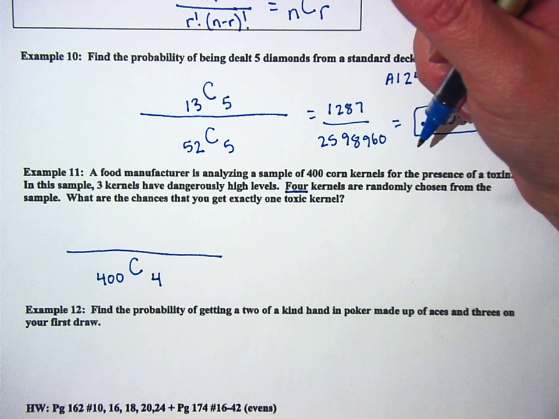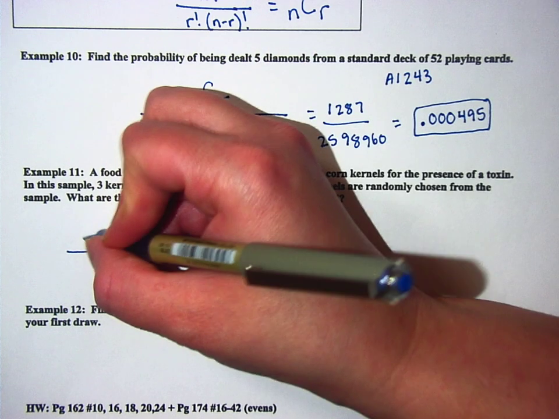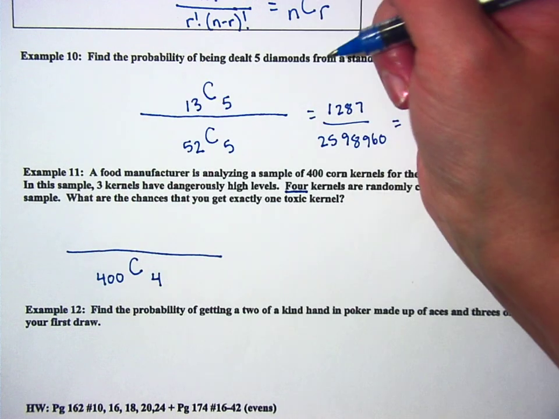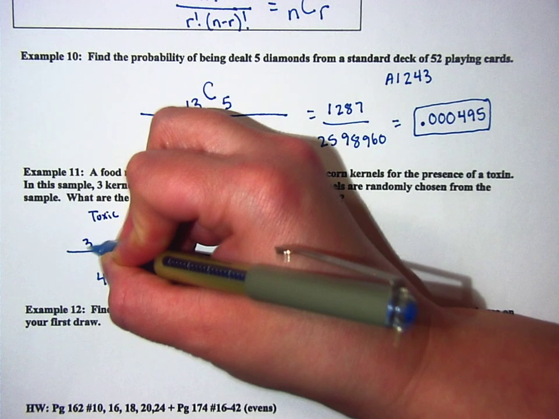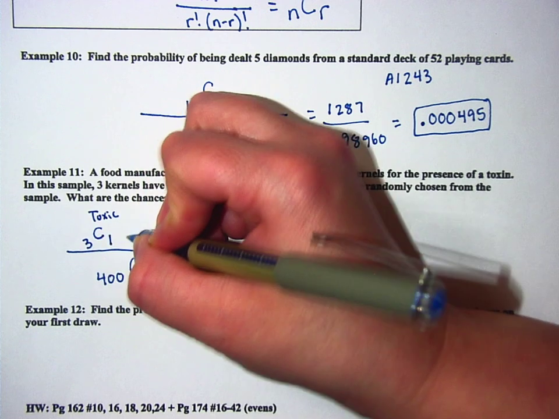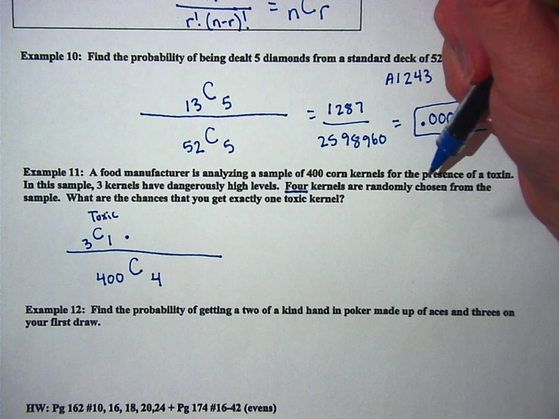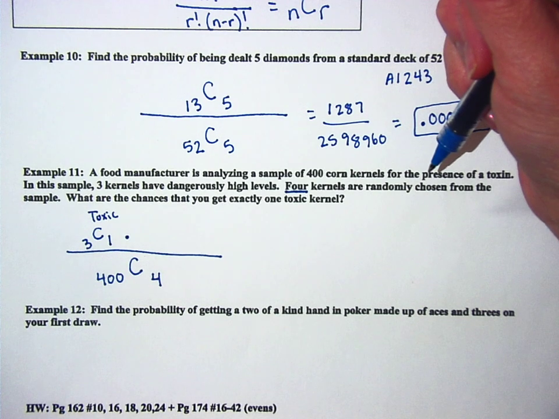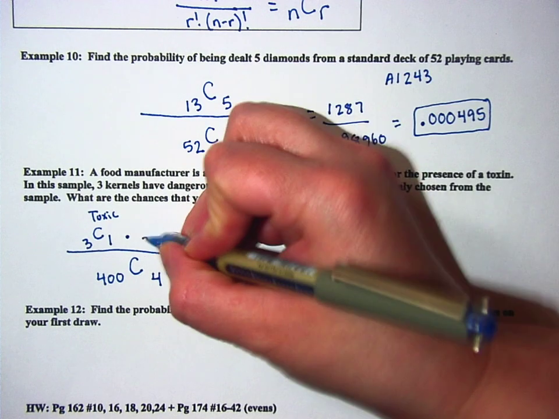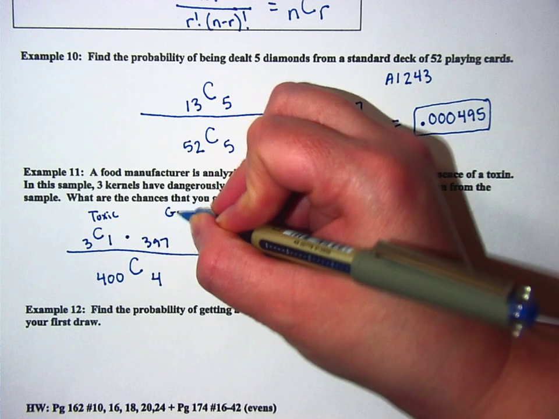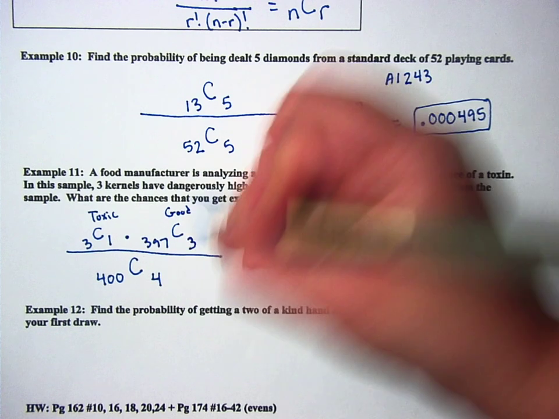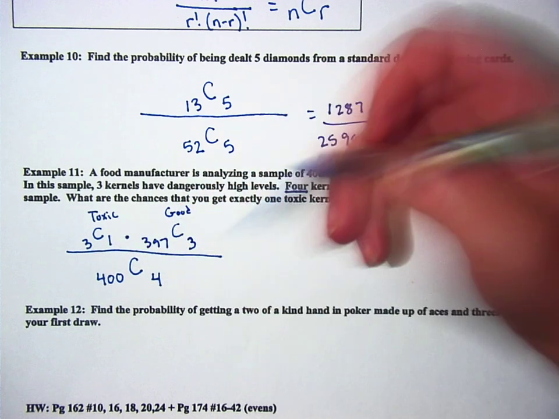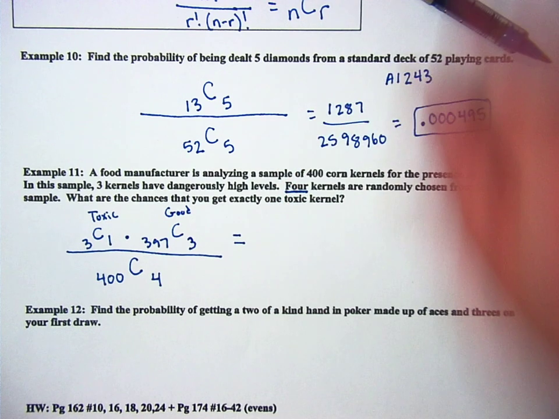And then there are exactly one toxic kernel. That means that I need to get 3 non-toxic kernels and 1 toxic one. So let's talk about the toxic one first. There are 3 toxic kernels to choose from, and I need 1 of them, times, there are 397 good kernels. These are the good ones. And I need 3 of those. So 1 toxic and 3 good kernels, total of 4. And then I multiply it all out.